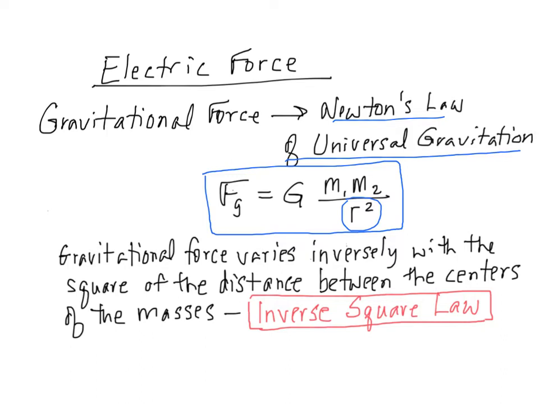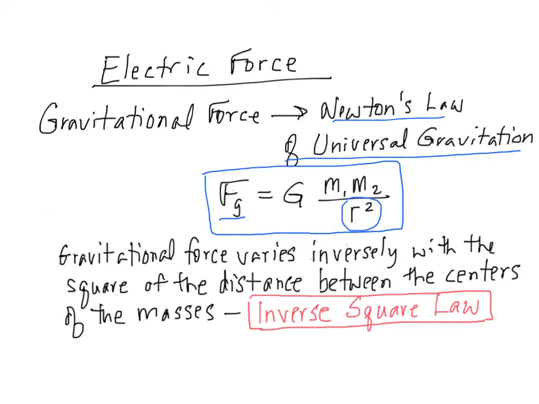So if I double the distance between the two masses, the force on the left side is going to go down by a factor of that doubling squared, which is 4, since the r is in the denominator. That's referred to as the inverse square law, and we're going to see that's also true for electrical forces. It's actually true for a lot of different phenomena in the universe. Anything that's a point source of something follows the inverse square law.